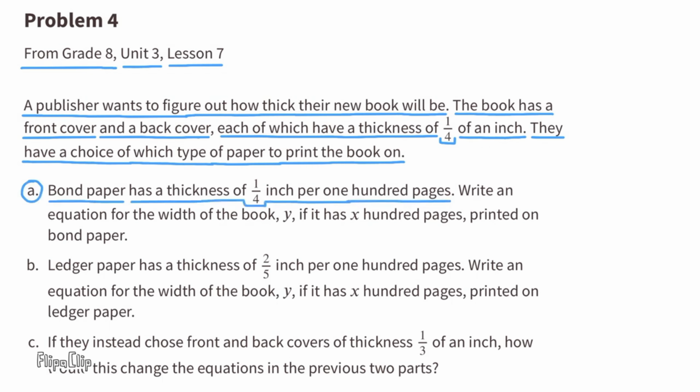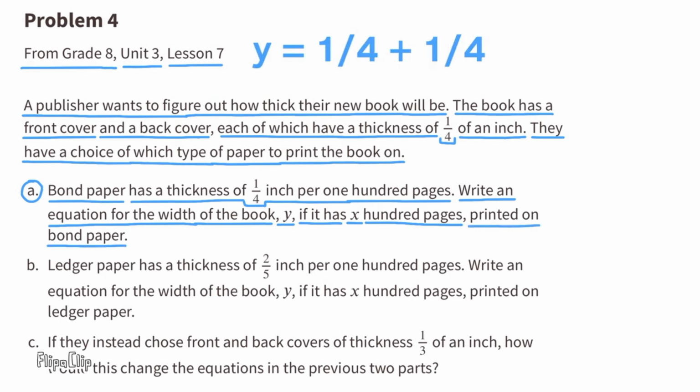A. Bond paper has a thickness of 1/4 inch per 100 pages. Write an equation for the width of the book y if it has x 100 pages printed on bond paper. The variable y represents the thickness of the book. The front cover is 1/4 of an inch, the back cover is 1/4 of an inch, so far the thickness of the book is 1/2 inch. We also have to include the thickness of the bond paper, and it says bond paper is 1/4 inch thick per 100 pages. The equation would read y equals 1/2 plus 1/4 x, or the equation could read y equals 1/4 x plus 1/2.